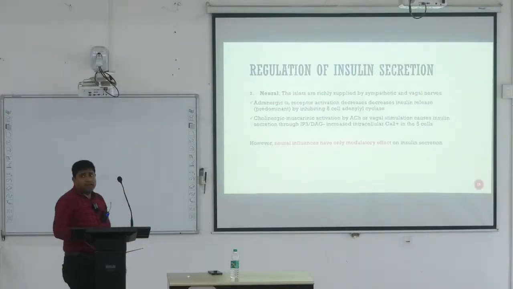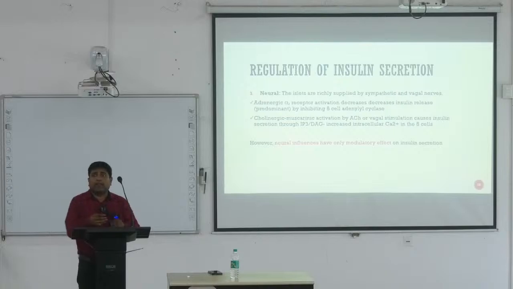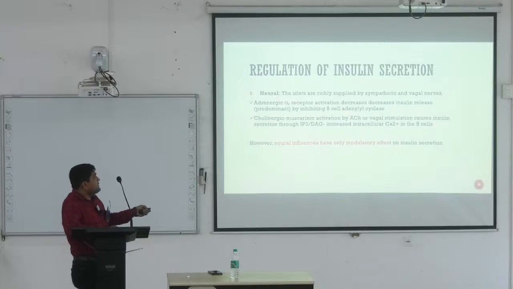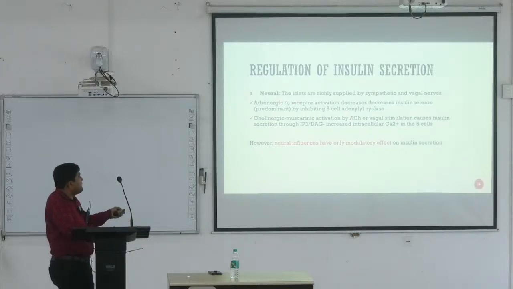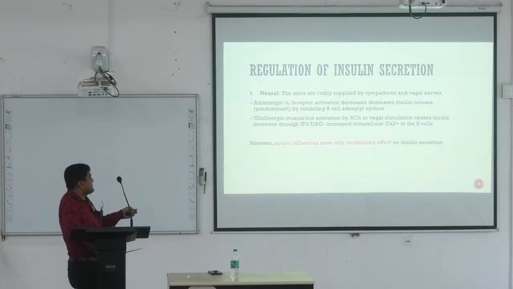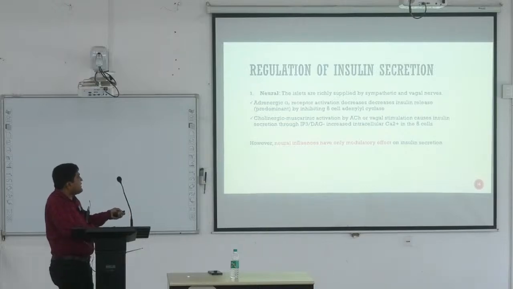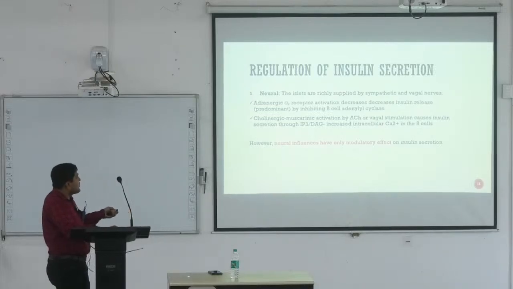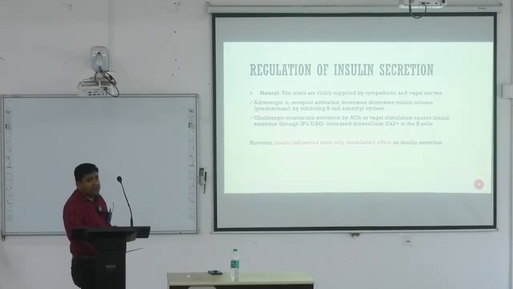Now neural: the islets are richly supplied by nerves. Adrenergic alpha 2 receptor activation decreases insulin release, causing hyperglycemia by inhibiting beta cell adenylyl cyclase. Muscarinic activation by acetylcholine or vagal stimulation causes insulin secretion through the IP3-DAG pathway, increasing intracellular calcium.